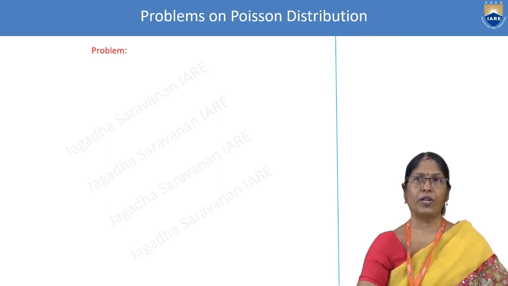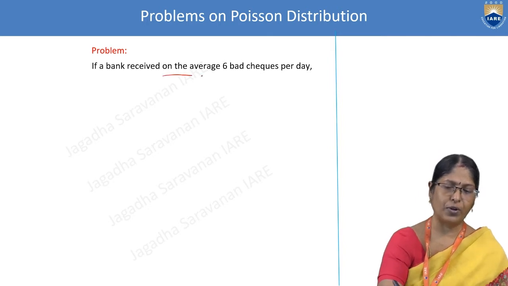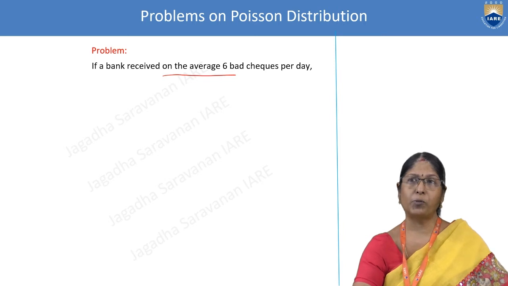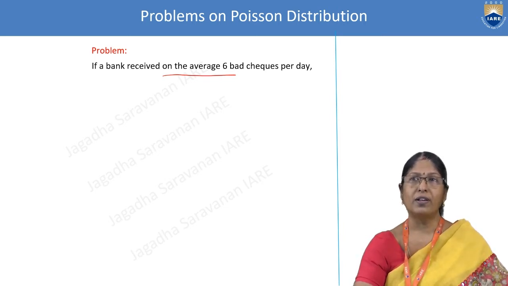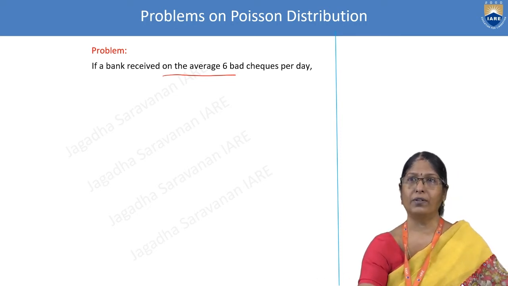Now we will concentrate on problems. If a bank receives on average 6 bad checks per day, that means per day they are receiving 6 checks in bad condition on average. It is not given as a total number.